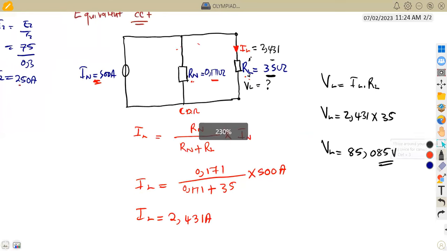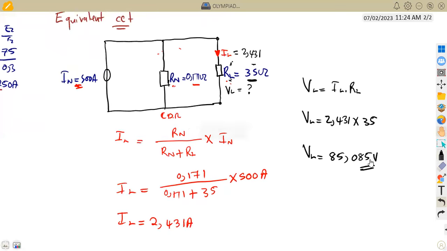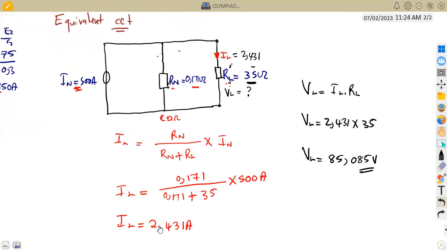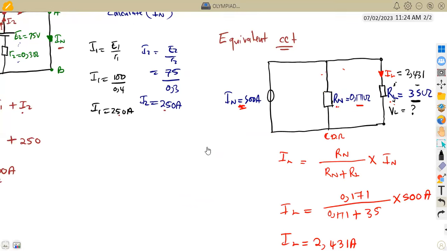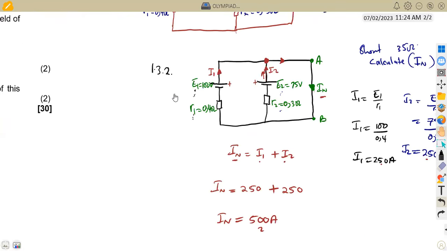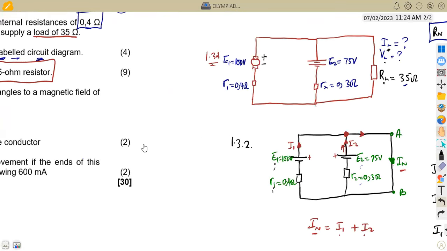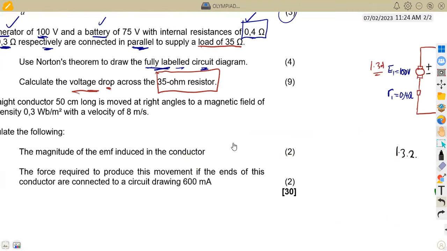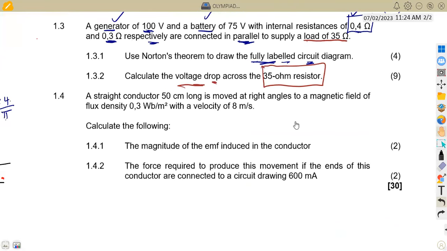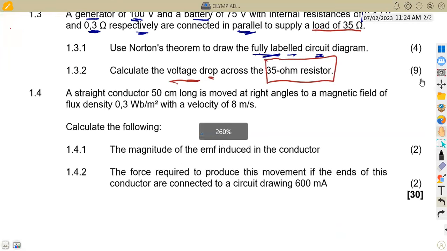What you need is the current from the Norton's theorem. We wanted the current, we can calculate the current, but after calculating that load current, we can take it as an advantage now to calculate the voltage. Since we've got the load resistance and the load current, we can calculate our voltage in this case. All right, so that was our question in this case, which is here, which was having 9 marks. All this part was having 9 marks, as you can see here.